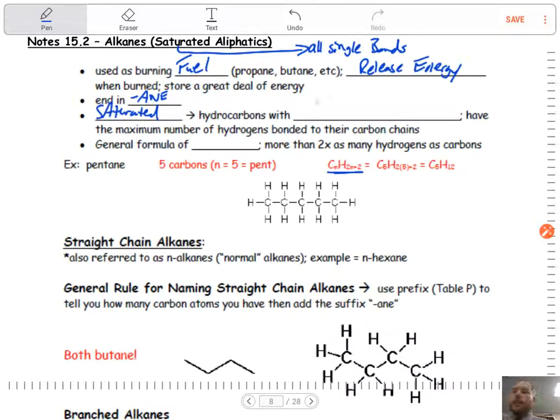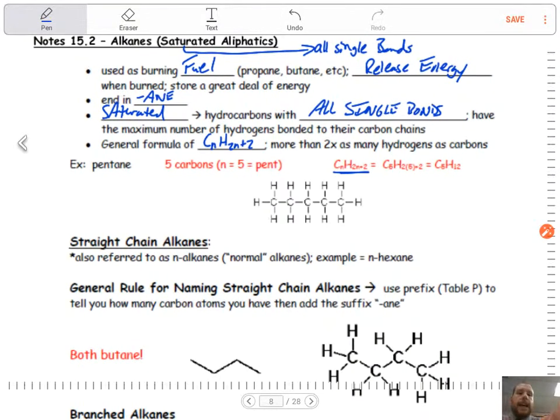All right, that means they are all single bonds. Very unique of alkanes. All right, maximum number of hydrogens bonded to their carbon chains. General formula, like I said already, of CnH2n+2. And guys, n equals the number of carbons.